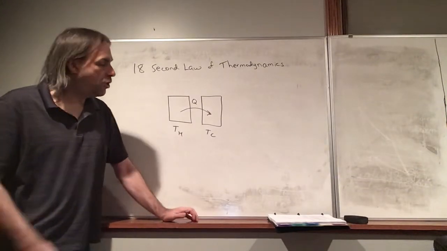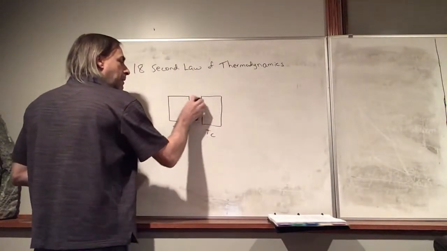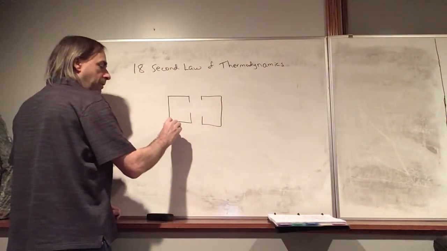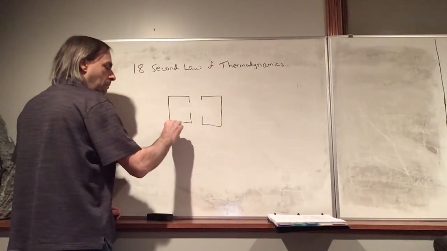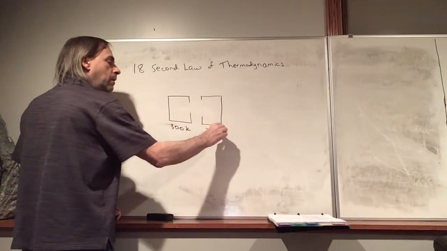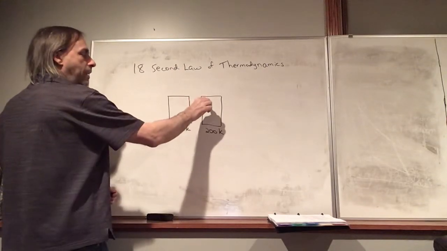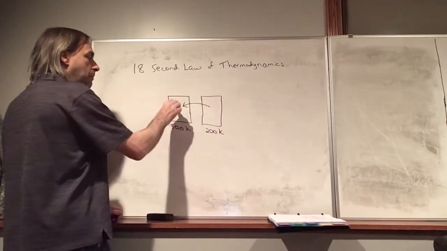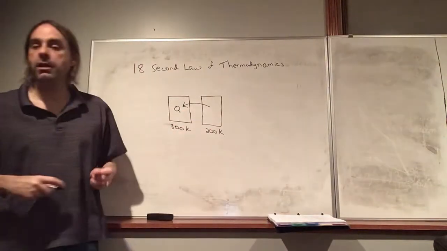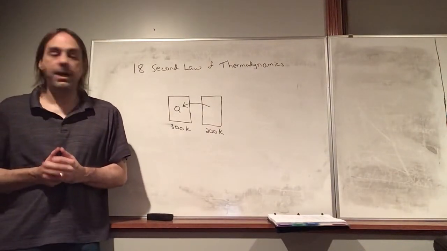So let's look at two objects. Let me erase this arrow. Let's say we have an object at 300 Kelvin and an object at 200 Kelvin. And say we just bring them together, if heat just spontaneously went from this object at 200 Kelvin to the object at 300 Kelvin, that would be a violation of the second law of thermodynamics.